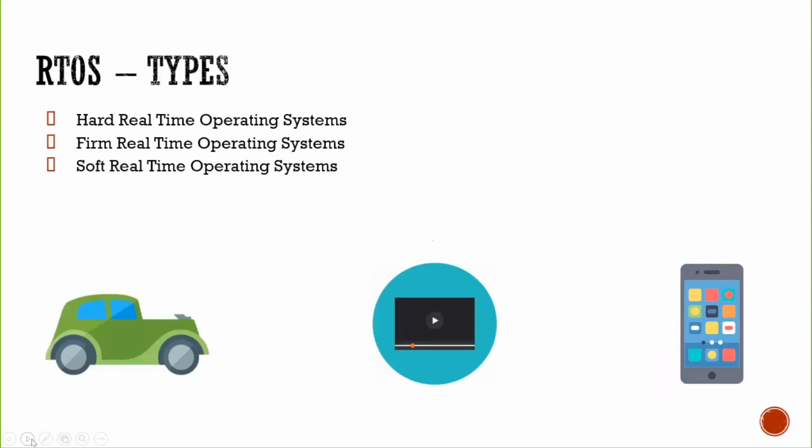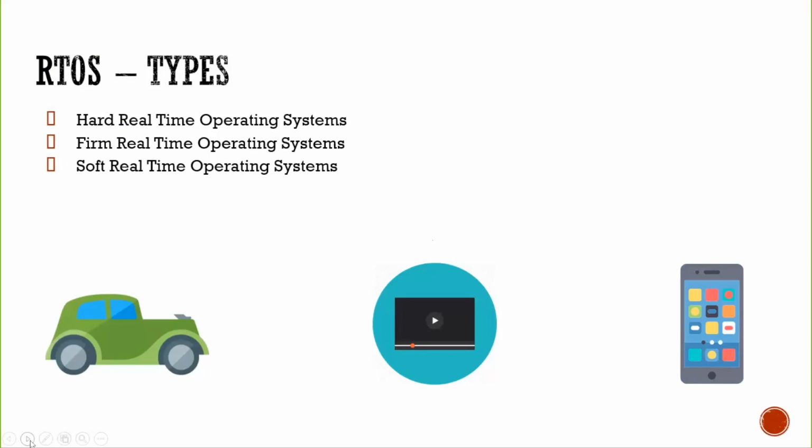RTOS can be classified in two main categories: hard and soft, and firm real-time operating system. Hard real-time operating system, just as hard real-time system, consists of operating systems that must adhere to deadlines imposed by the task that applications have. If a single task fails to meet a deadline, the results may lead to complete system failure.